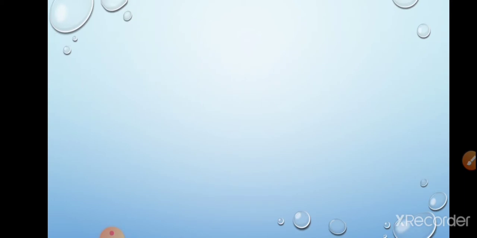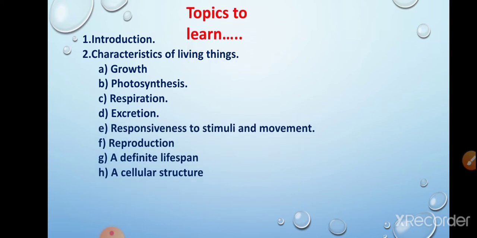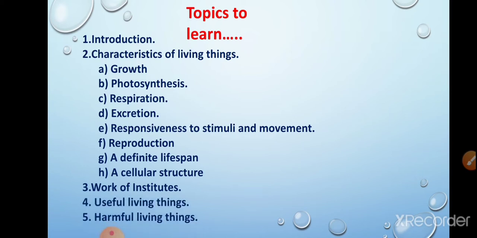Let us recall the previous session. We have learned about the introduction of the lesson and characteristics of living things. In this, we have learned about growth, photosynthesis, respiration, and excretion. So now in this part, we are going to study the remaining characteristics such as responsiveness to stimuli and movement, reproduction, a definite lifespan, and a cellular structure, work of institutes, useful living things, harmful living things, and wild animals.